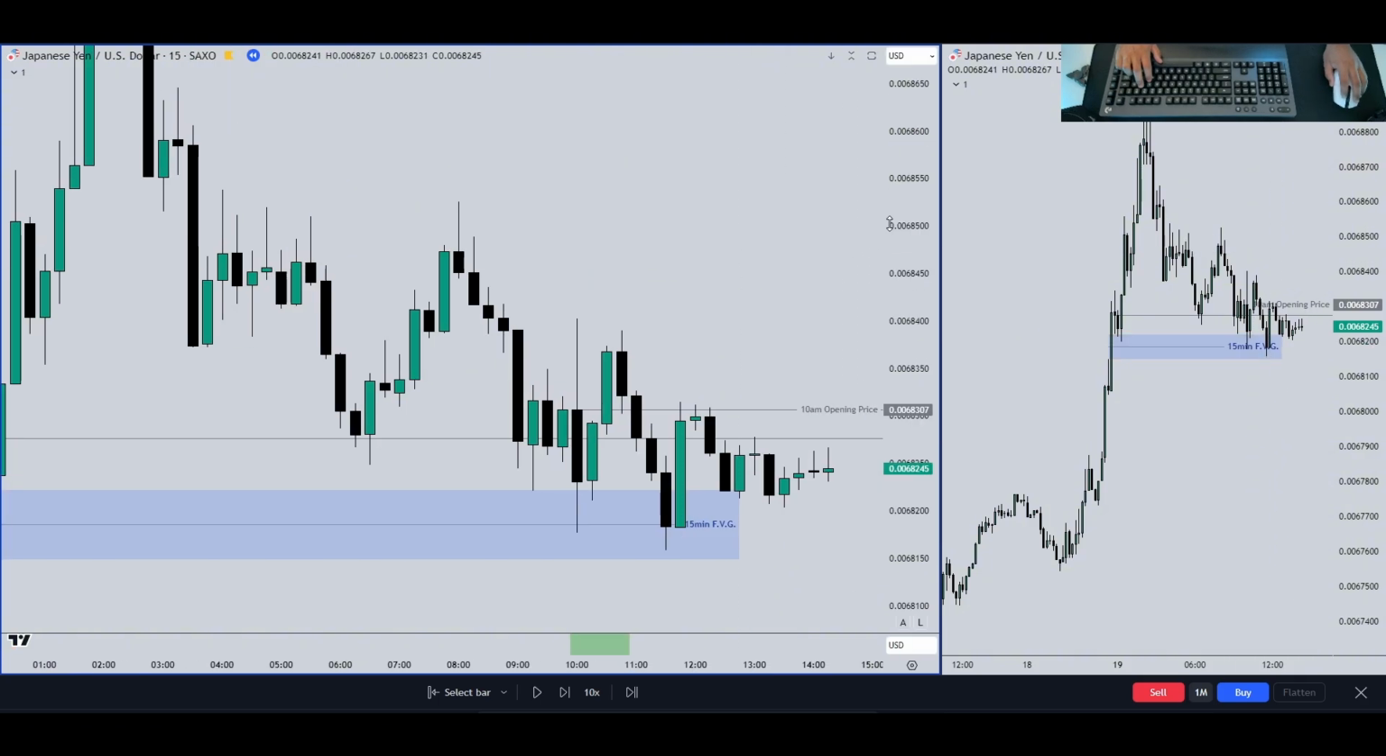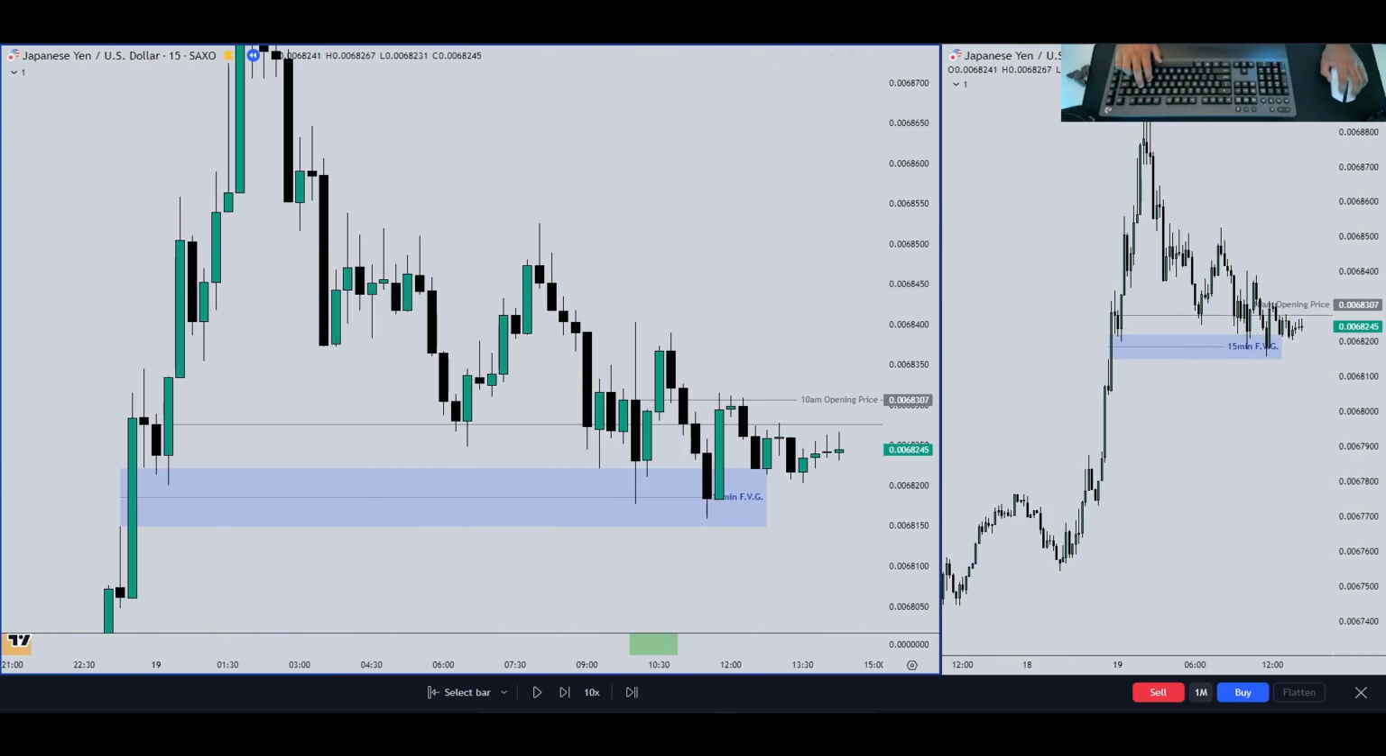Now, my target for the day would have been these highs up here, ideally. This would have been my main draw for price. I'm going to mark this as hourly buy side. I was looking at this being a potential draw.